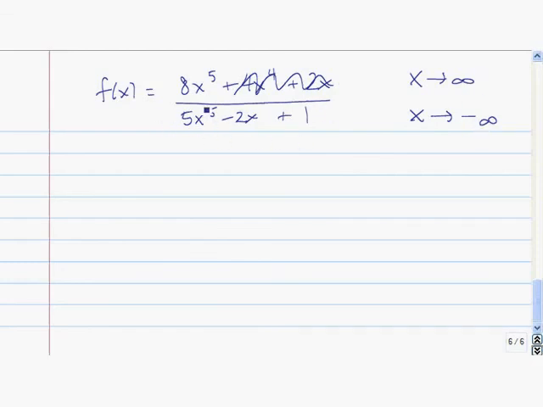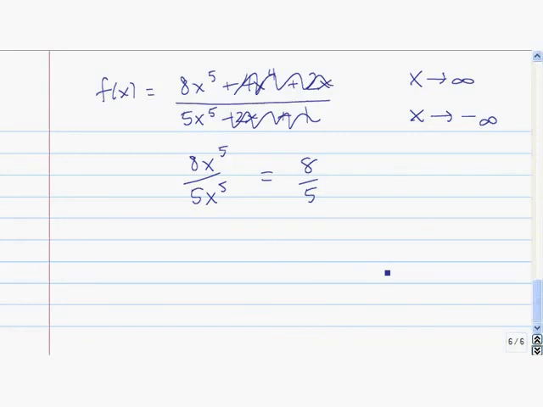Likewise, in the denominator, the x to the fifth really overpowers these lower order terms, so they become insignificant in the end behavior of the function. So the end behavior of this function is really governed by 8x to the fifth divided by 5x to the fifth, which simplifies to 8 divided by 5. So that's why y equals 8/5 is the horizontal asymptote, because these terms become insignificant for large values of x. So the overall function reduces to just y equals 8/5.